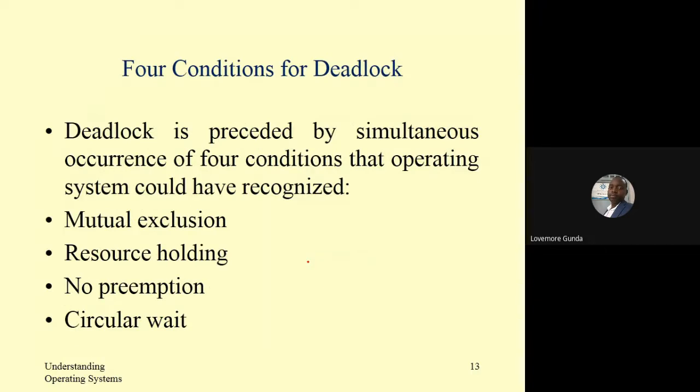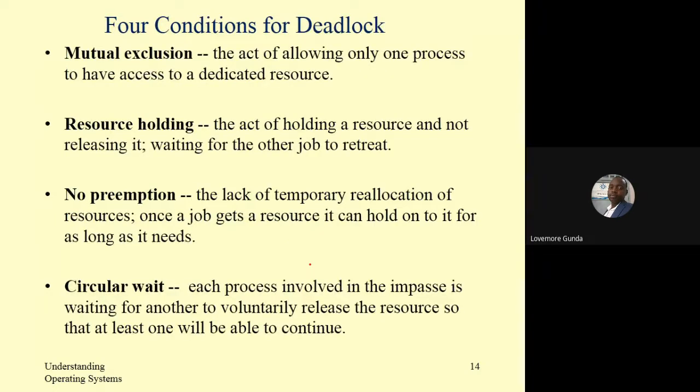So for the deadlock to happen, there should be a simultaneous occurrence of four conditions that the operating system could have recognized. One, there's what is called mutual exclusion. That's a necessary condition for deadlock. Two, resource holding, three, no preemption, and four, circular wait. These are the four conditions for a deadlock to occur. Let's look at them one by one.